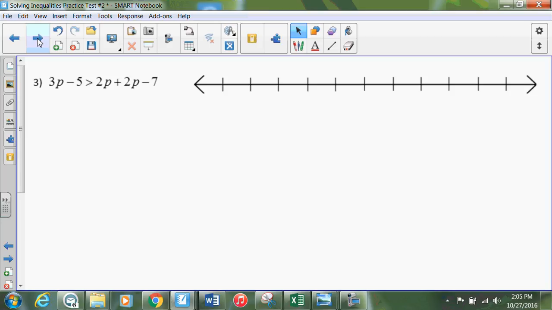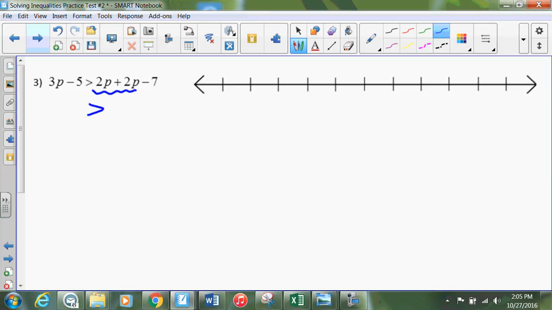Okay, and this is getting a little more complicated, and I think about DC-GAM, right? Distributive property, combining like terms, gathering your x's on one side, addition or subtraction, multiplication or division. That's DC-GAM. That's the order that we're going to solve an equation, and the same order we're going to use to solve an inequality. So the first thing I notice is that I've got like terms on one side of the inequality. I'm going to go ahead and add those.